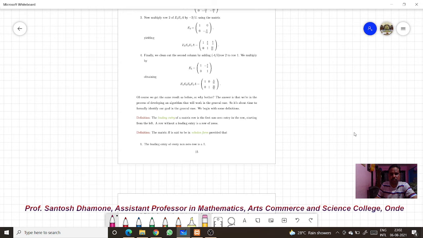Second property: if the leading entry of row i is in position k and the next row is not a row of zeros, then the leading entry of row i plus 1 is in position k plus j, where j is greater than or equal to 1.